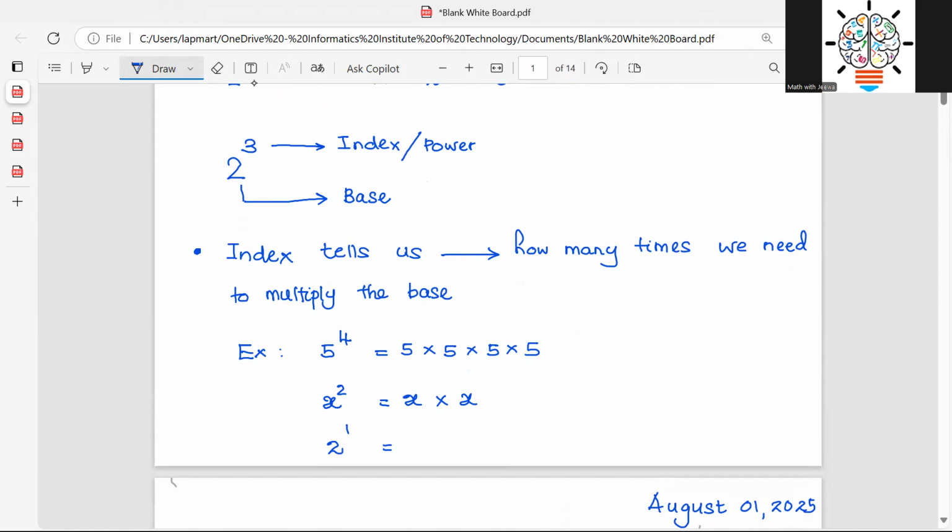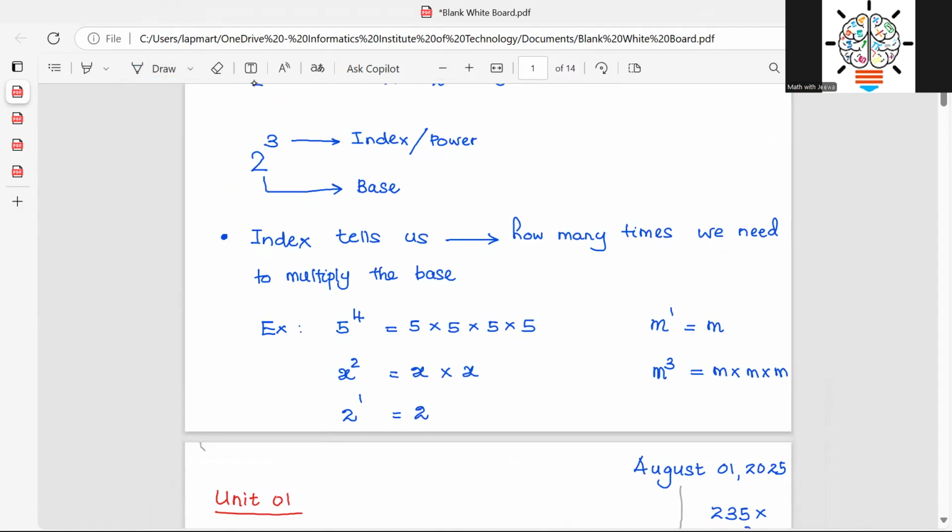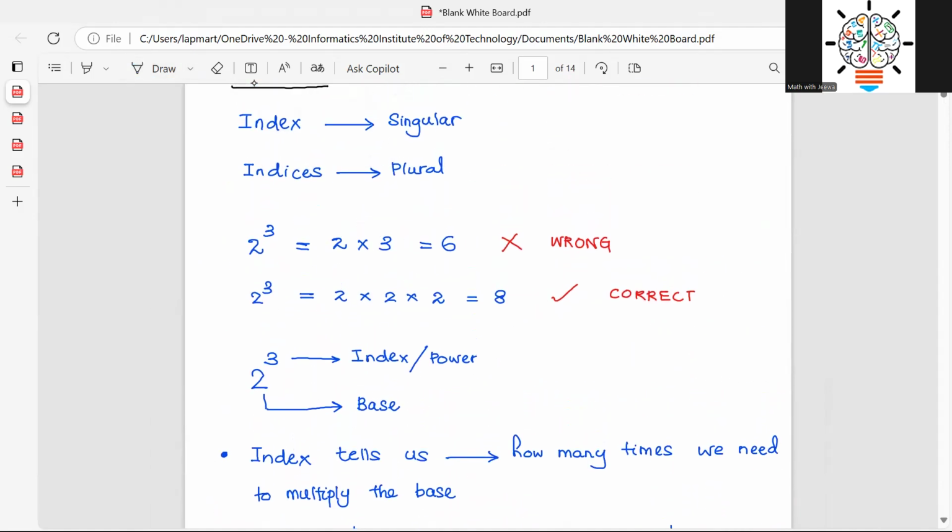So let's say they have given 2 to the power 1. So what do you want to do? It's just 2. Only one time you can write 2. You can't write that many times. It's only one time, because 2 to the power 1. Let's say you have m to the power 1, you can write it only one time, so that is just m. But if it is m to the power 3, how do you write this? m times m times m, right?